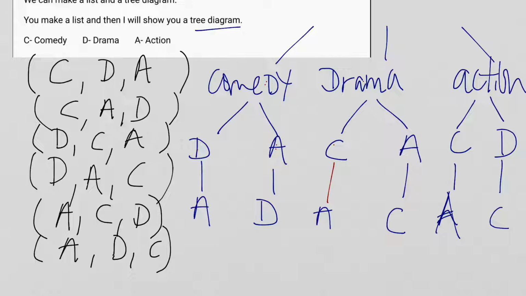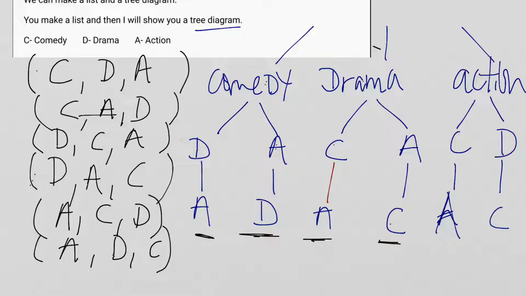So just take a look over here. This is one whole branch, comedy, drama, action, which I have here on the top. Then comedy, action, drama is what I have over here. And I look along this branch, this is what I have over here, drama, comedy, action. This 4th branch here, drama, action, comedy, I have the same list over here on the left.